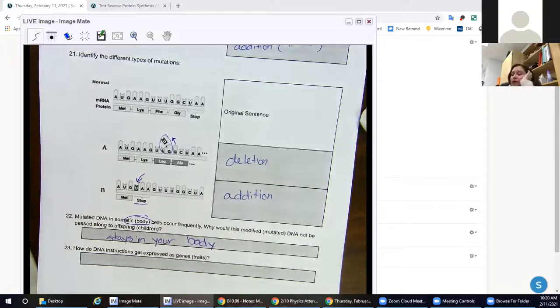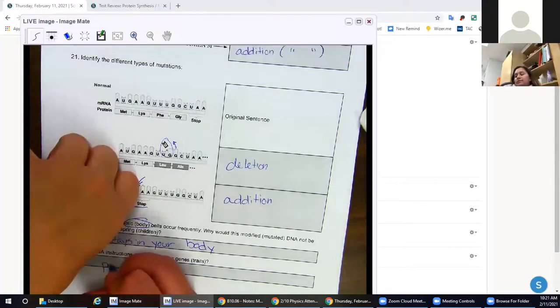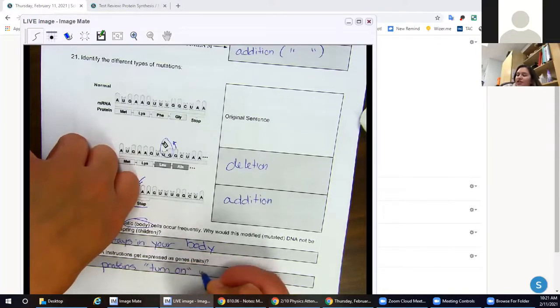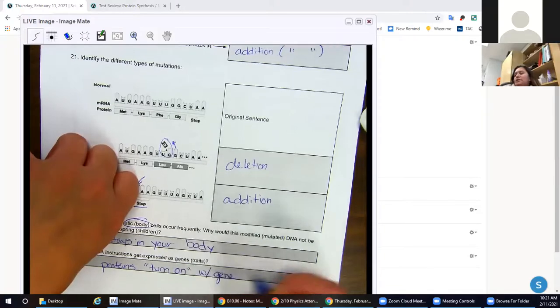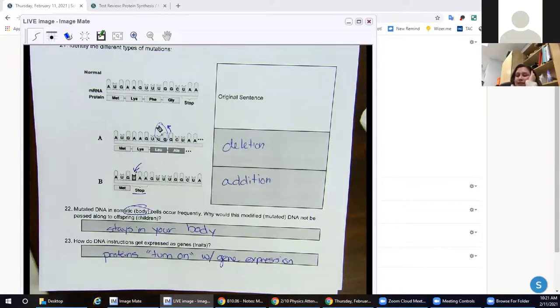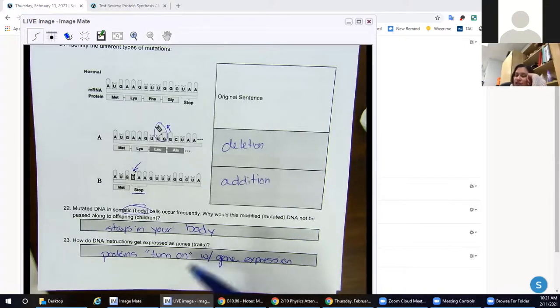And finally, 23, how do DNA instructions get expressed as genes or traits? With proteins. We turn them on with gene expression, which is what we talked about yesterday. So those proteins carry the traits and they get turned on with gene expression. So the mRNA gets to make them when it wants to. If it's turned off, it won't. If it's turned on, it will.